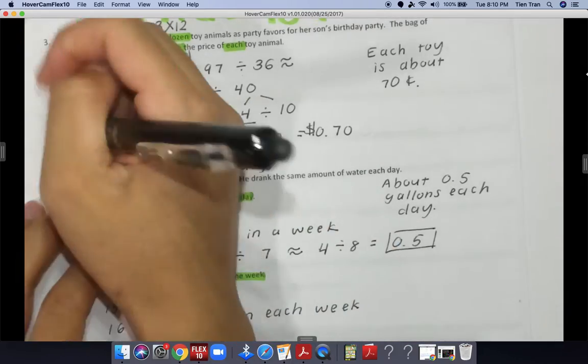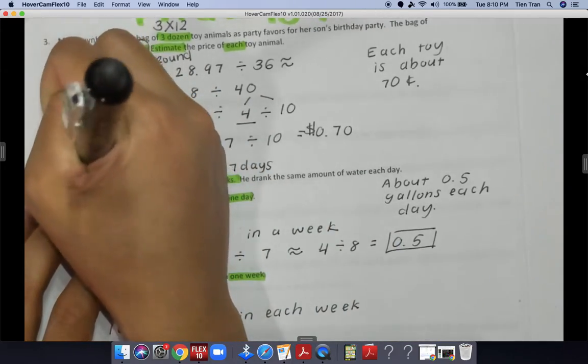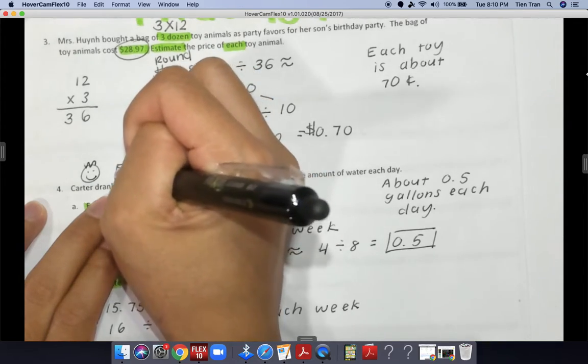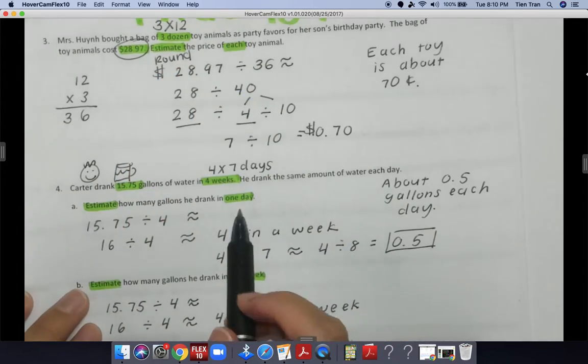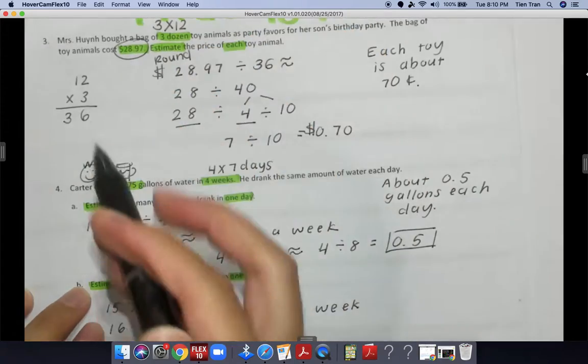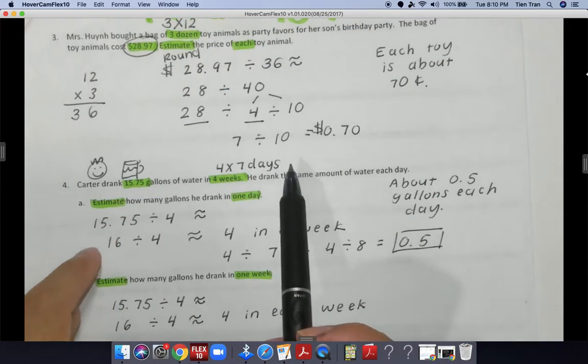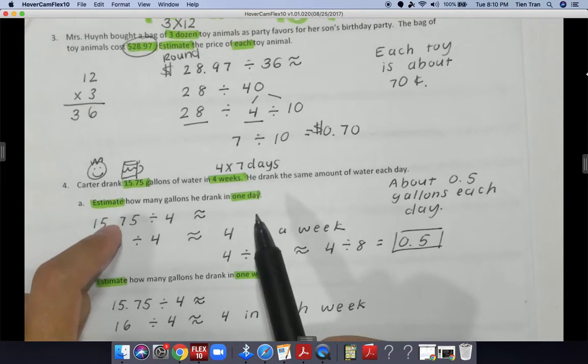So imagine Carter, a boy, right? And he drinks a lot of water. He's chugging a lot of water each day. Good for him. And the amount of water he's drinking is 15.75 gallons in 4 weeks. So we want to figure out how much is he drinking in 1 day.